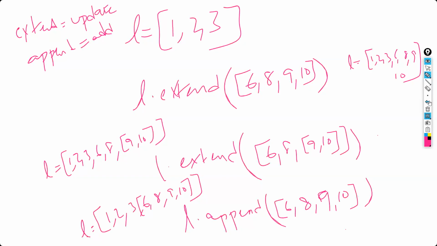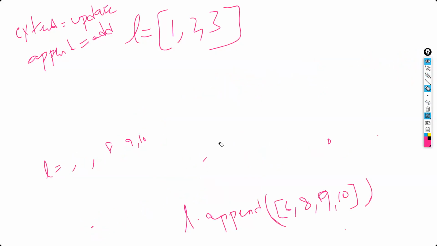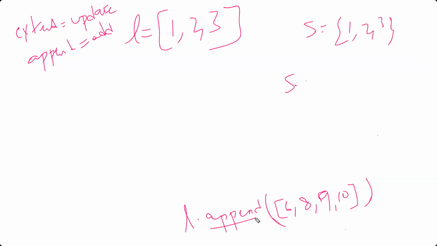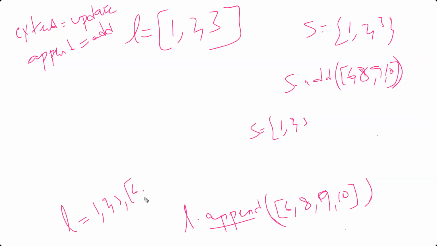Now, same question. Question number 3, last question. Assume this is a set of 1, 2, 3. S.add, instead of append, I told you add. I'm going to take list of 6, 8, 9, 10. Now, what it has to add in the set 1, 2, 3? Earlier you told me that with append, the output is 1, 2, 3, [6, 8, 9, 10].